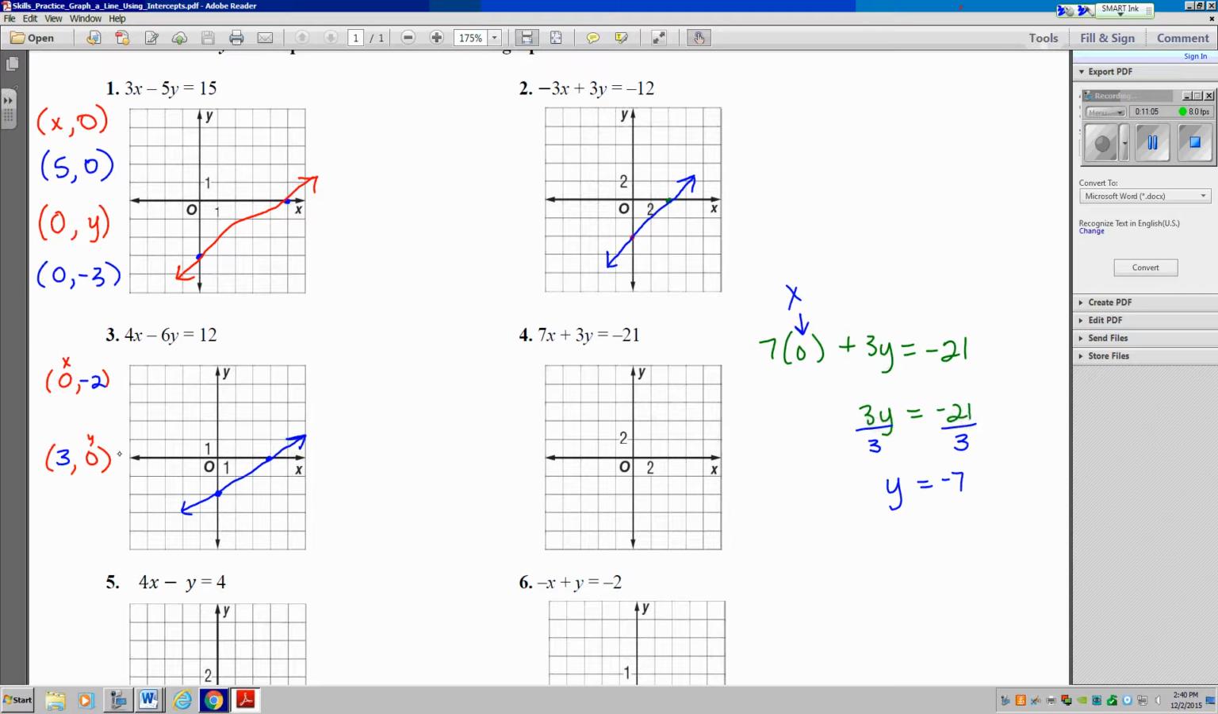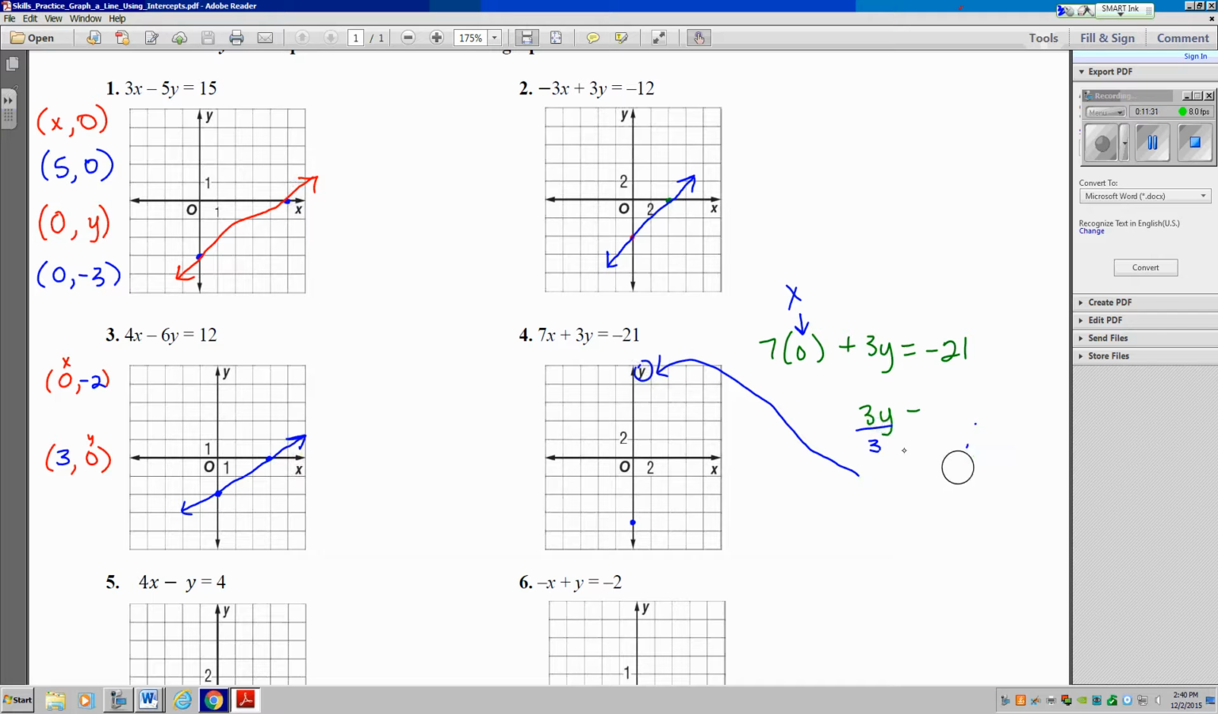That's maybe why we should draw these things out every time and not skip steps. Okay, when you skip steps, even teachers make mistakes. So now since it's y, I'm on the y-axis. Okay, so I'm going to go to y equals -7. I'm going to go 2, 4, 6, 7. Graph it. Okay. All right.